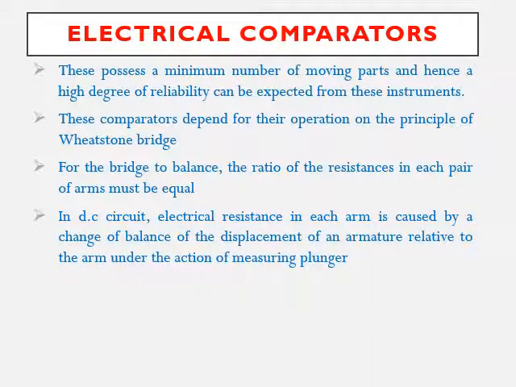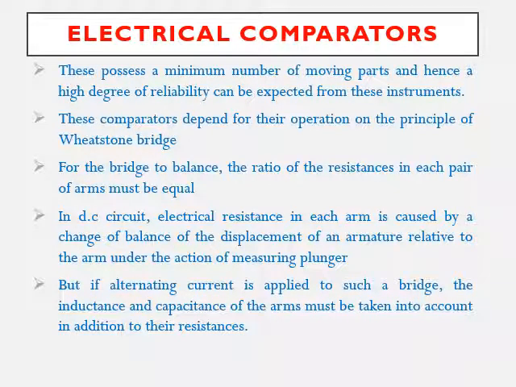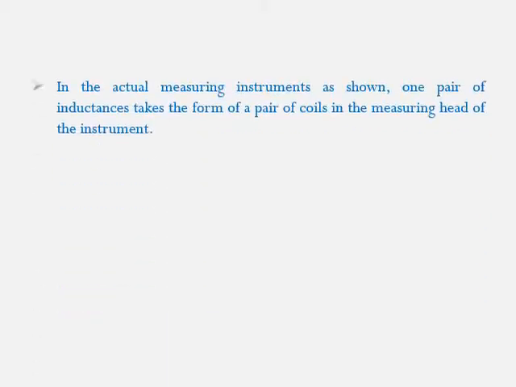In a DC circuit, generally the electrical resistance in each arm is caused by the change of balance due to the displacement of an armature relative to the arm under the action of the measuring plunger. But if alternating current is applied to such a bridge, the inductance and capacitance of the arms must be taken into account, in addition to the resistances.